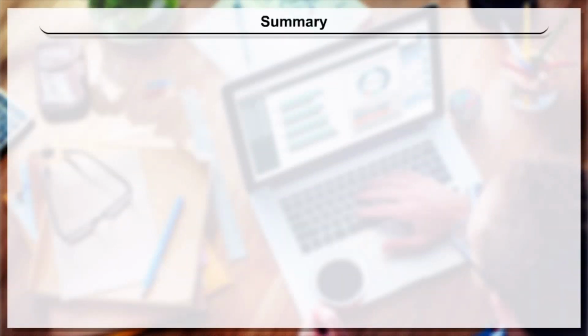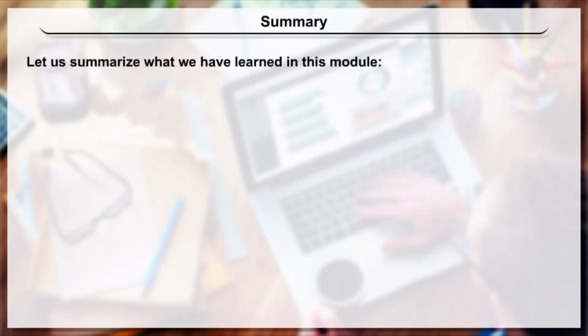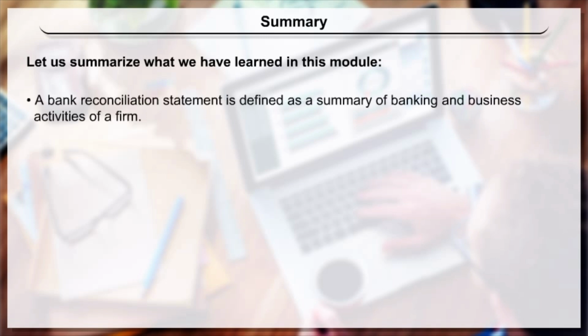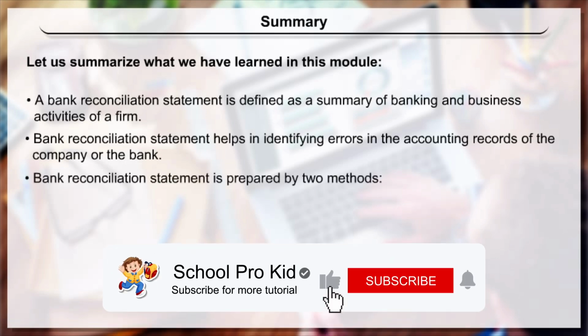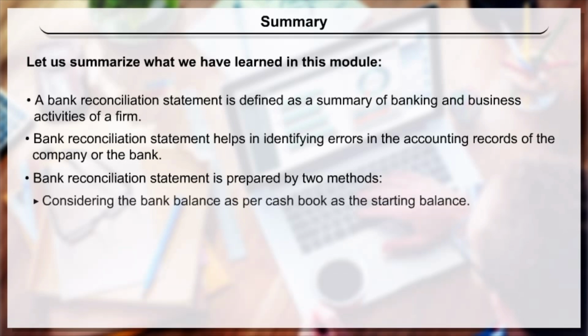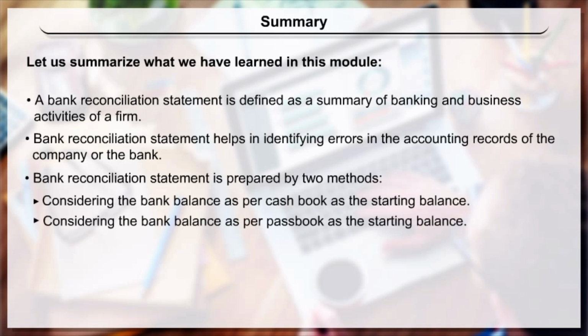Summary. Let us summarize what we have learned in this module. A bank reconciliation statement is defined as a summary of banking and business activities of a firm. Bank reconciliation statement helps in identifying errors in the accounting records of the company or the bank. Bank reconciliation statement is prepared by two methods: considering the bank balance as per cash book as the starting balance, or considering the bank balance as per passbook as the starting balance.